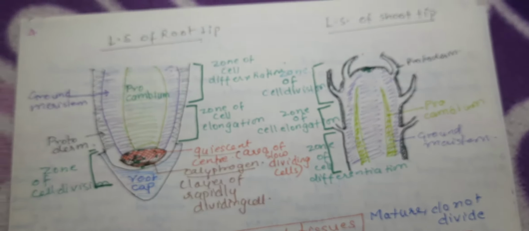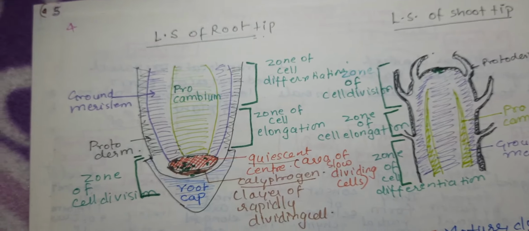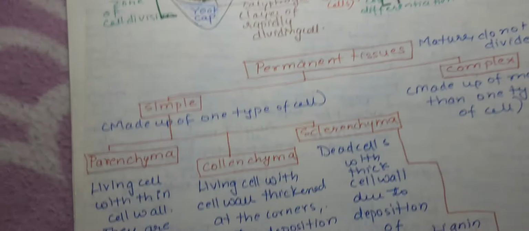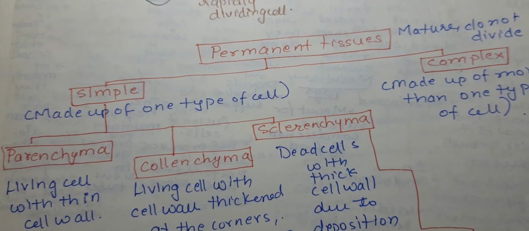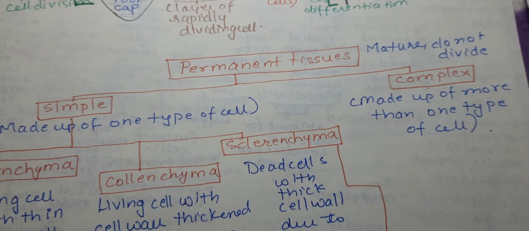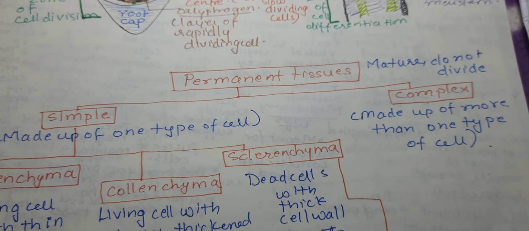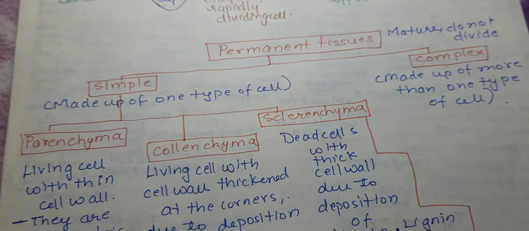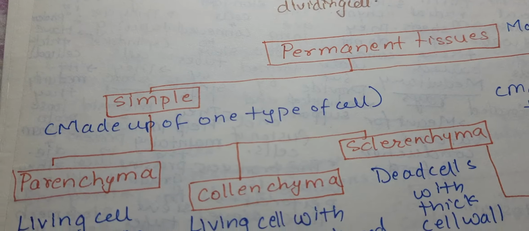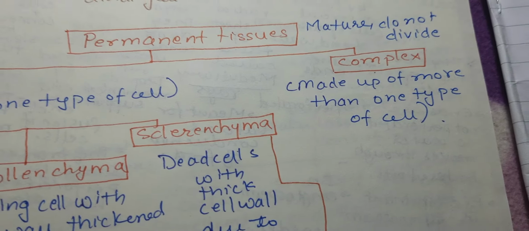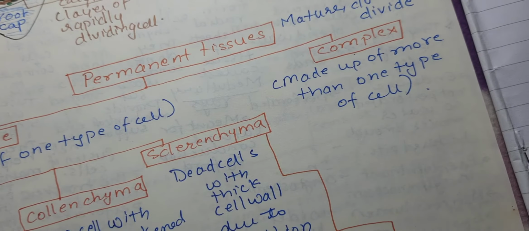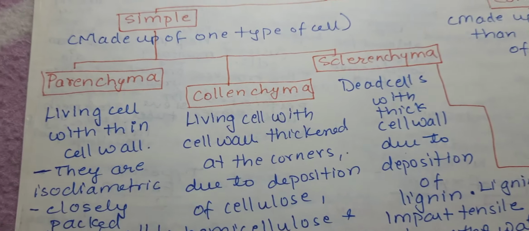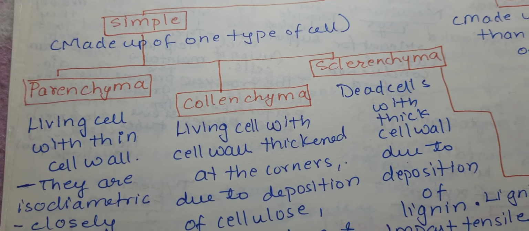Okay, so here you can see these meristematic cells. Now if you look at the permanent tissue, they mature and do not divide. They are divided into two categories: simple and complex. The simple one is made up of one type of cell, whereas the complex is made up of more than one type of cell. Simple tissues are parenchyma, collenchyma, and sclerenchyma. So we'll just compare the three.